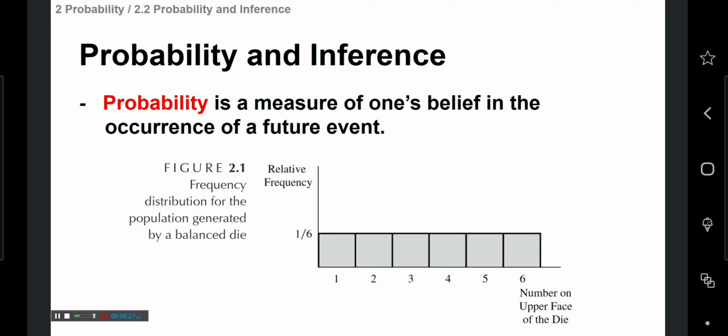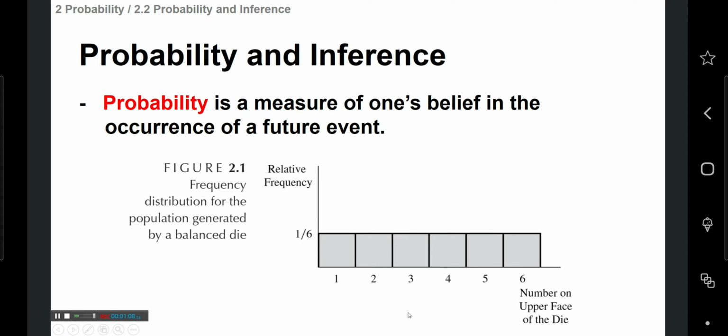For example, if we are rolling a dice, there are 6 cases, from number 1 to 6. So these 6 events are possible events, and for a balanced dice, if the dice is very fair, then the relative frequency would be 1 over 6 for each case. So here it describes the relative frequency for each of the 6 events.